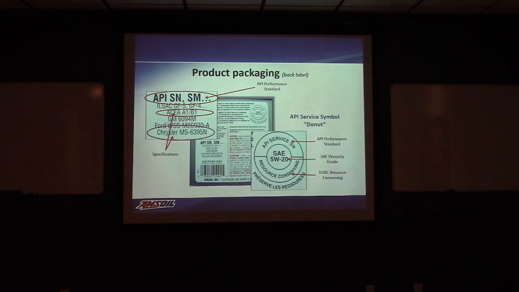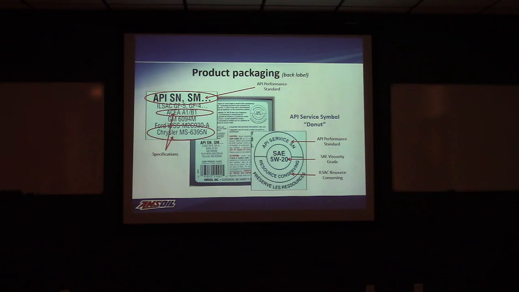You may have to go a little deeper on the back of the package itself. If we look at the left-hand side here, we see some of the performance categories that this product was developed to meet. It has an API service classification on there, SM or SN. Those are the latest ones. So as long as the owner's manual doesn't recommend anything higher than that, which there isn't anything right now, we should be in good shape. It also lists ILSAC information, some ACEA information, and some specific OEM, or original equipment manufacturer, specifications.